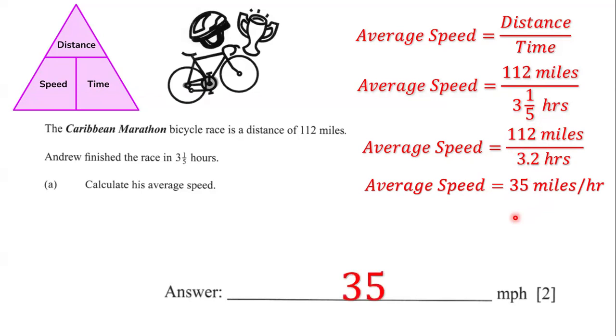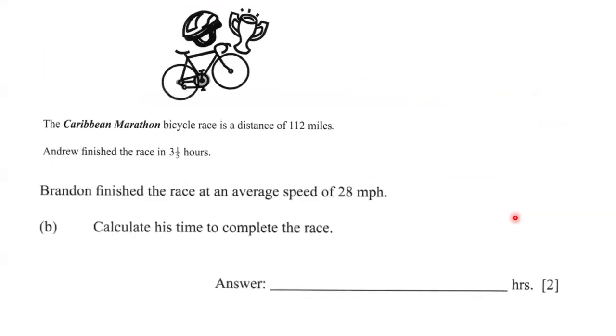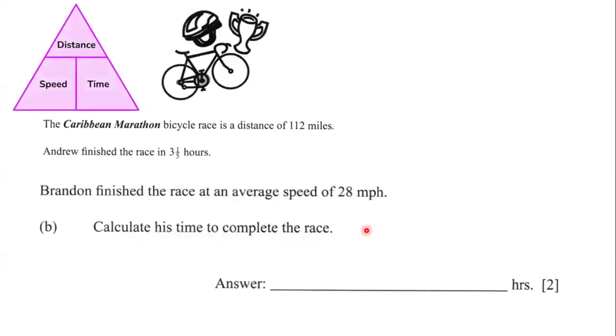The next question states that Brandon finished the race at an average speed of 28 miles per hour. Calculate his time to complete the race. And so here we're going to use the distance, speed, time triangle again. Notice that we're trying to figure out the time. Based on this triangle, if we're trying to find the time, we need to take the distance and divide it by the speed. And so the formula for time is distance divided by speed.